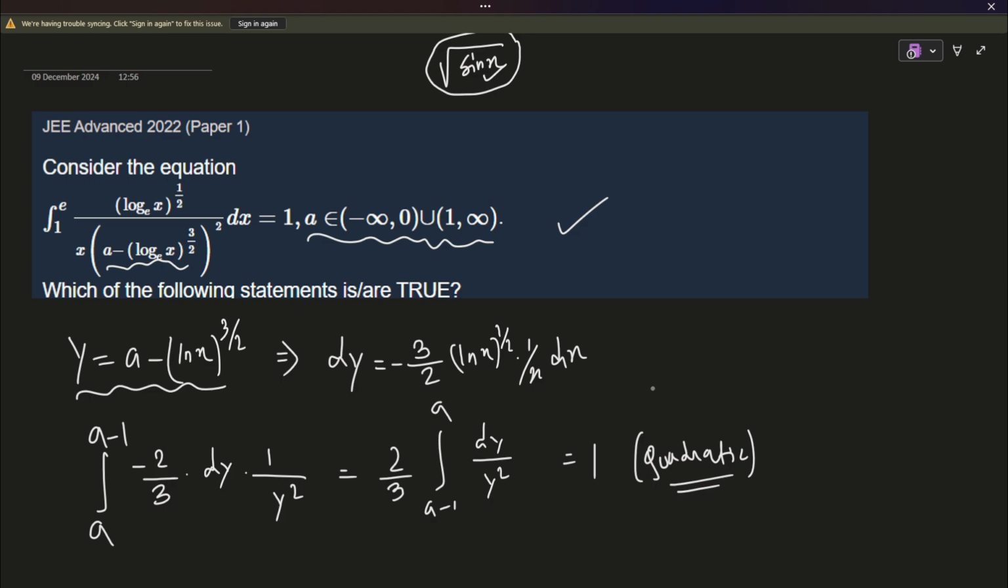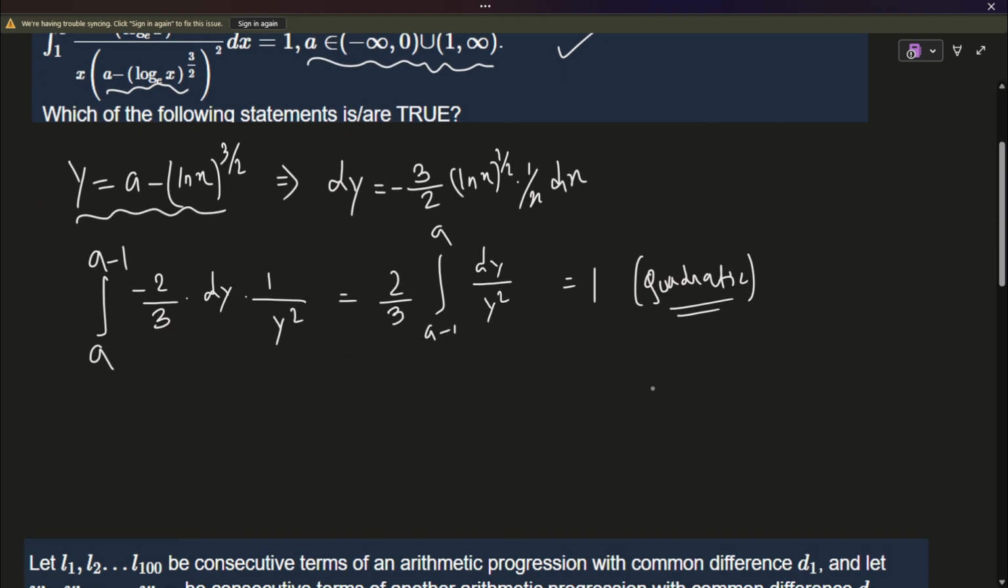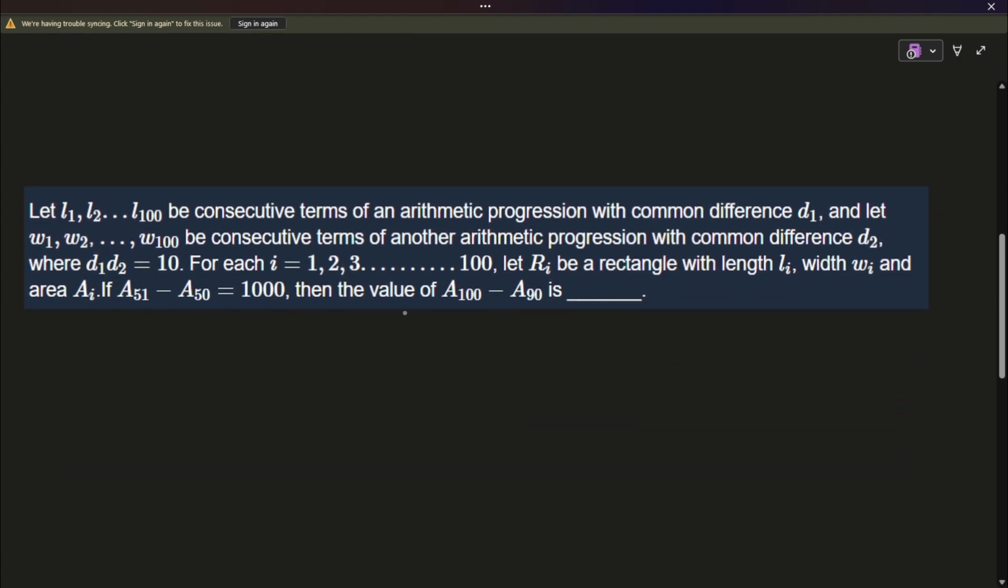So this is something you have to keep in mind. In order to crack questions from the JEE Advanced, you have to be very, very comfortable in all the basics. They will not ask you difficult questions, they will ask you questions that require basics. Let's go to the next one.